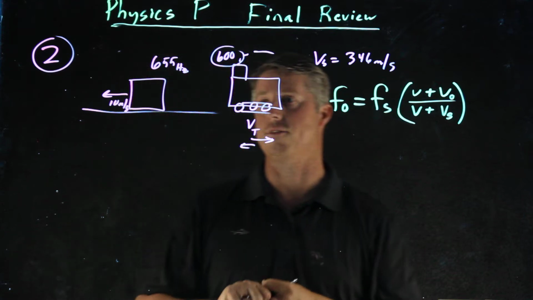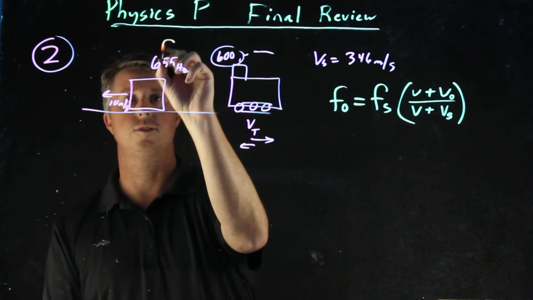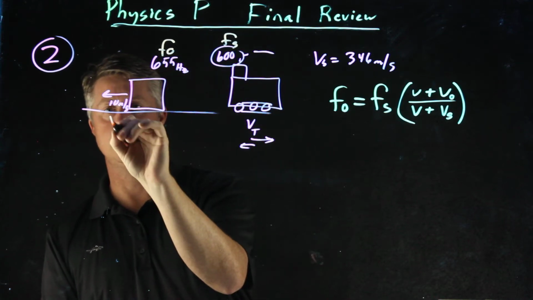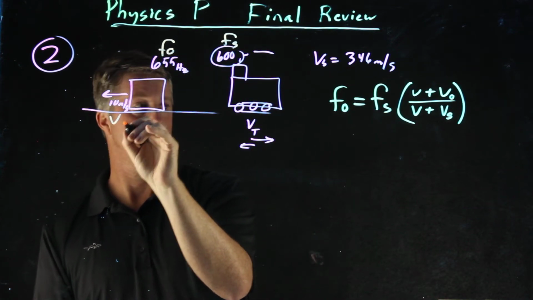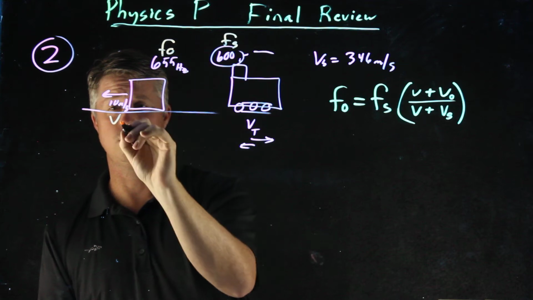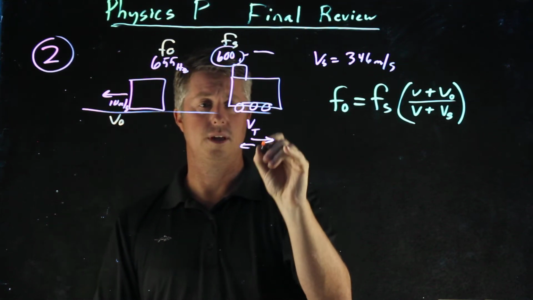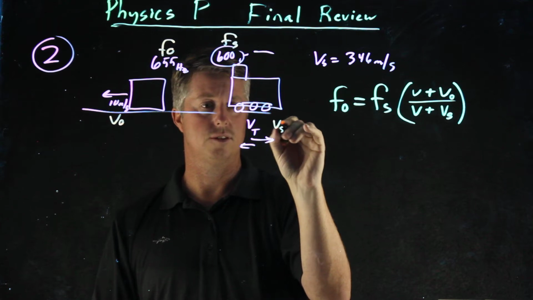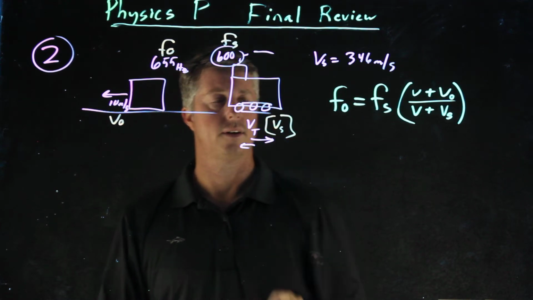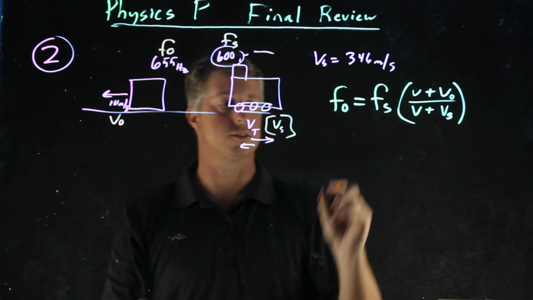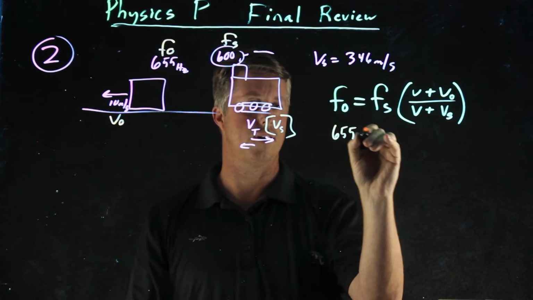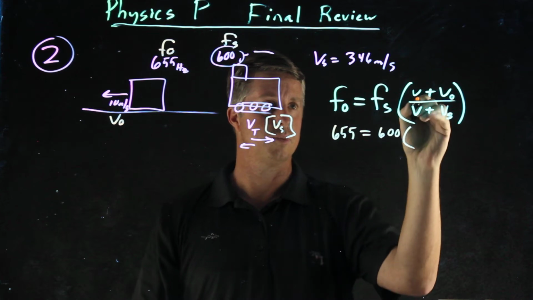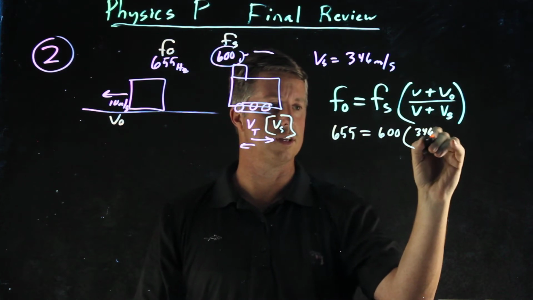Let's see what we have. This is my f of o, the frequency observed. This is the frequency of the source. This is the velocity of the observer, the thing that observes the sound. And this would be the velocity of my train, the velocity of the source. Okay, so let's plug in my numbers. 655 hertz is equal to the source of 600 hertz times the speed of sound, 346.